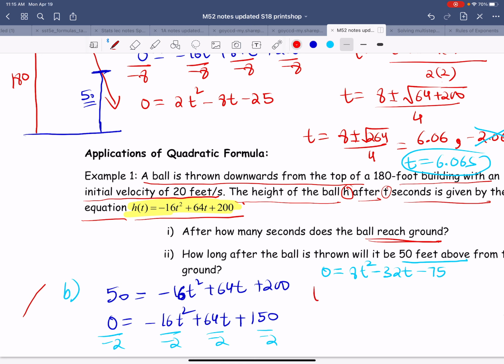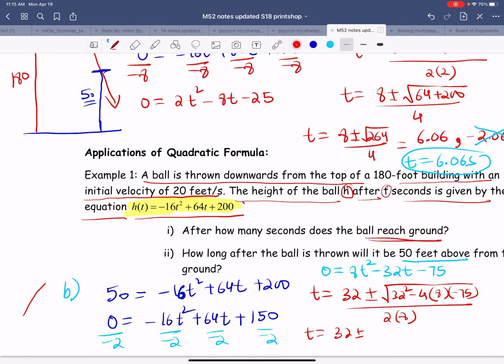And now it is time to use the quadratic formula. T equals negative b plus minus square root of b squared minus 4 times a times c, divided by 2 times a. A little bit of cleaning up, simplification: 32 plus minus square root. I think it's going to be 3494. Let me double check. 32 squared minus, actually it's going to be plus because negative from negative will be a plus, 4 times 8 times 75. 3424. 3424 divided by 16.